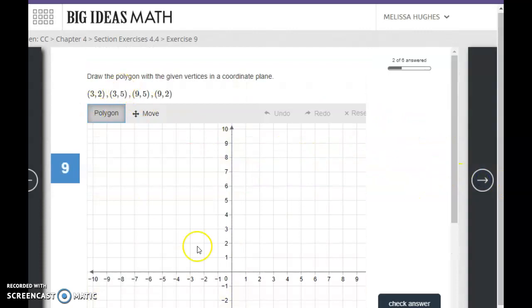Okay, same exact thing for this one. You go over 3, up 2, over 3, up 5, over 9, up 5, and then over 9, up 2, and then don't forget to click on your original point, and then that will make the shape that you want for question number 9.